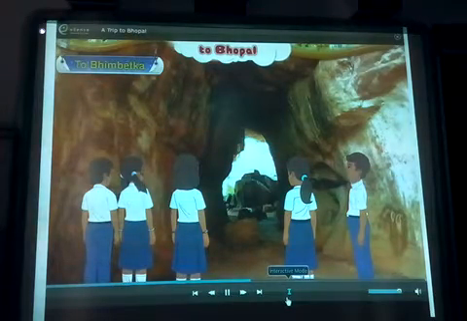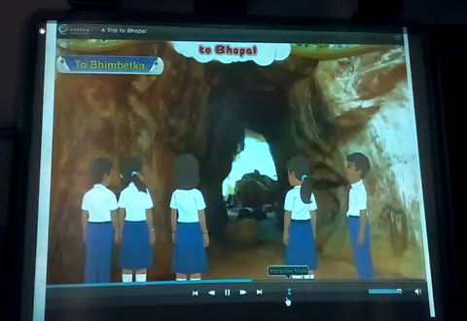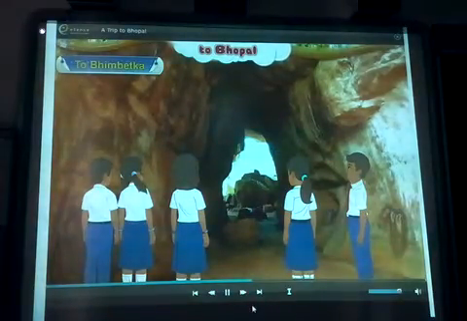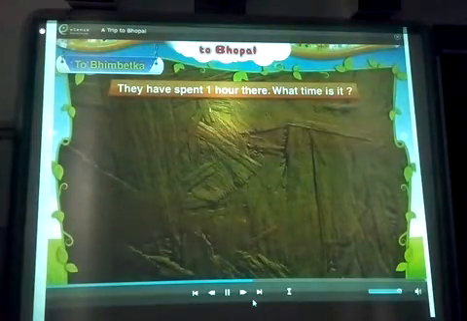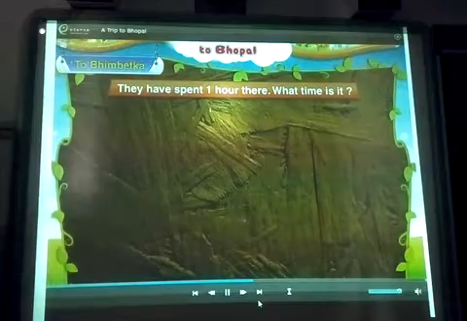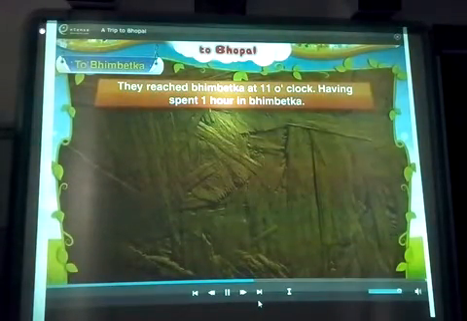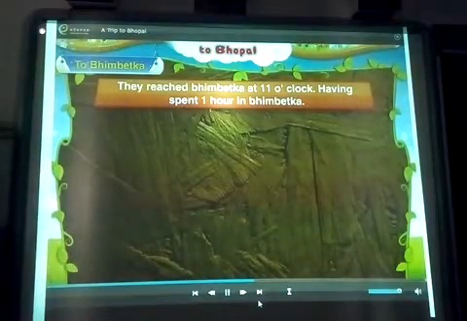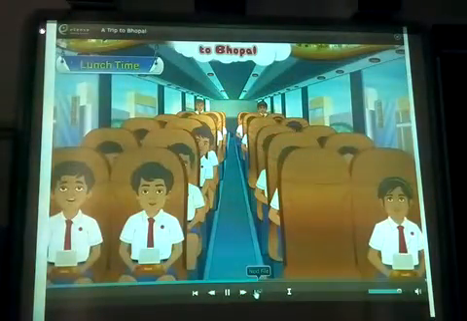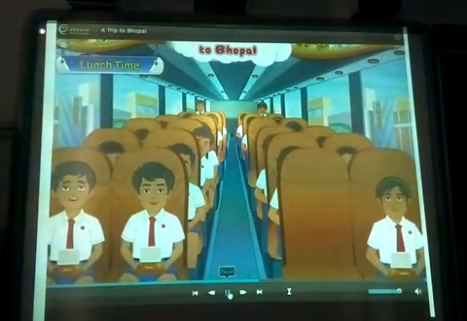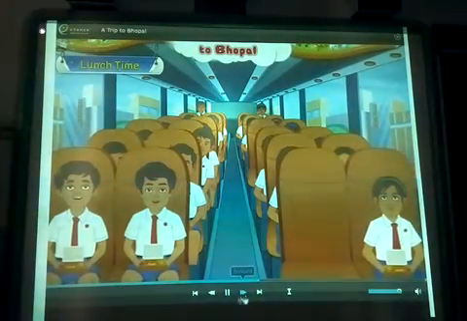The guide tells them that there are 600 cave paintings in all. It is time to leave Bhimbetka. They have spent 1 hour there. What time is it? They reach Bhimbetka at 11 o'clock. Having spent 1 hour in Bhimbetka, that is lunchtime, the children are hungry by this time, so they take out their lunch bags.